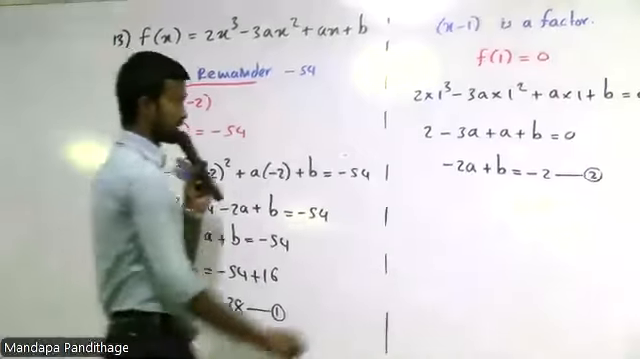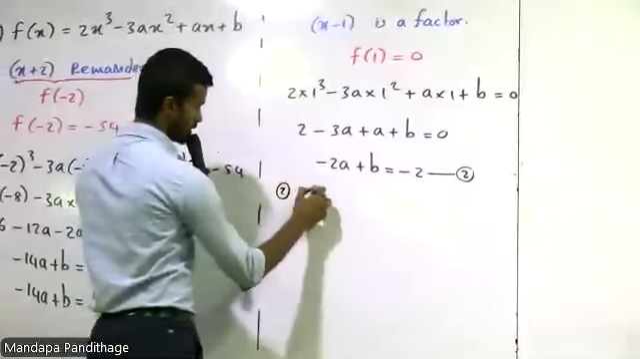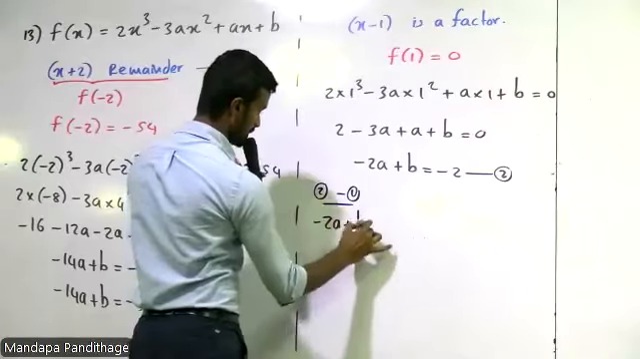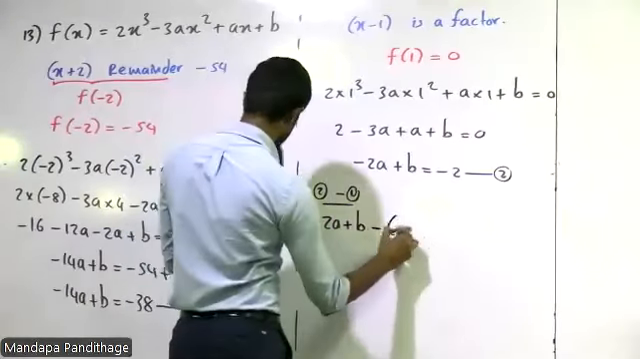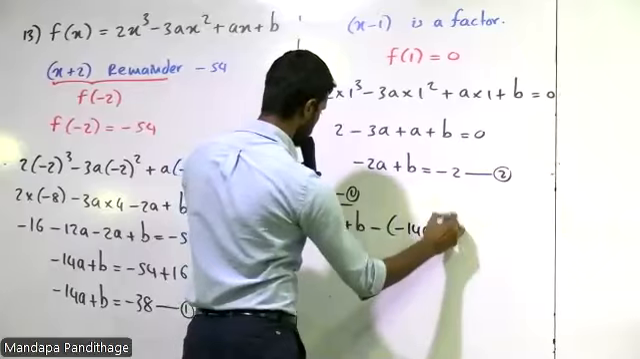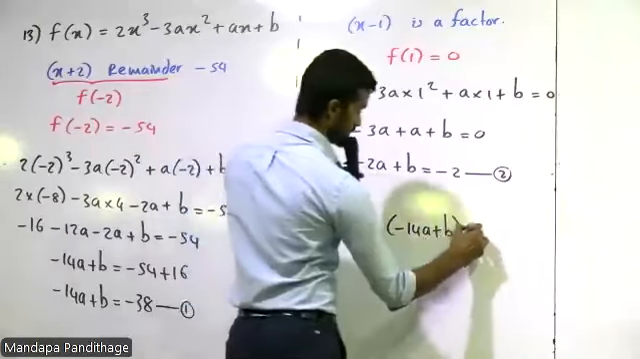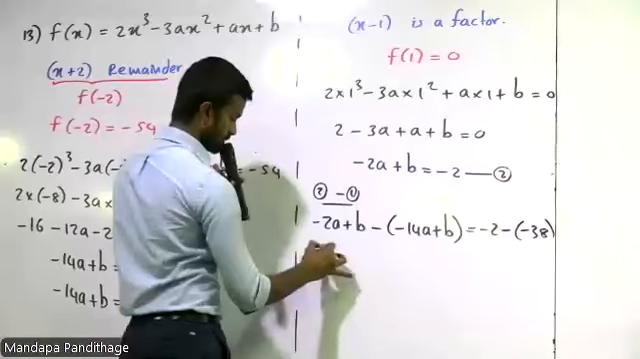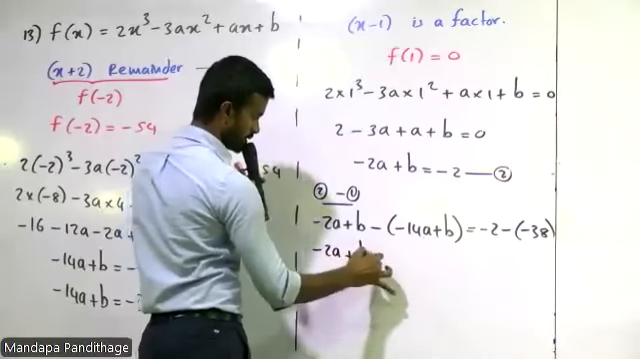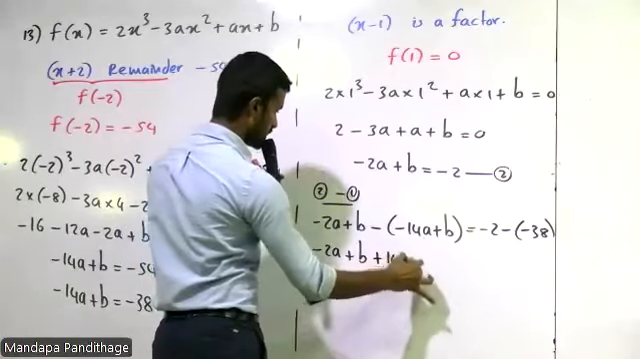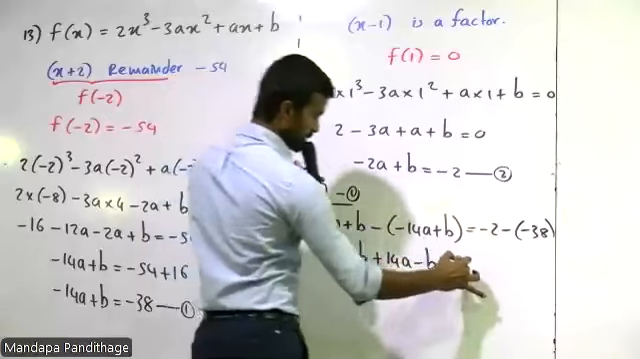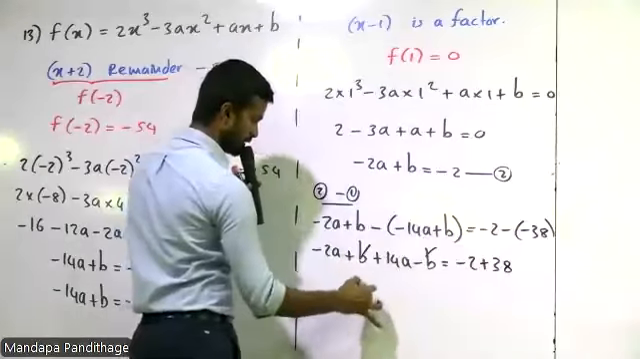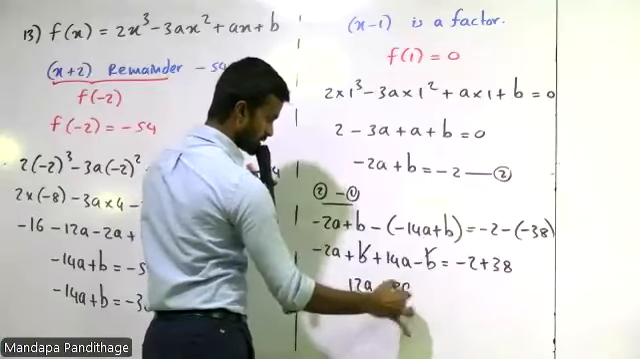Then you can simplify these two. I'll subtract the second minus the first: the second equation minus the first equation gives minus 2 minus minus 38. So minus 2a plus b minus 14a plus b is equal to minus 2 plus 38, and you get 12a is equal to 36.